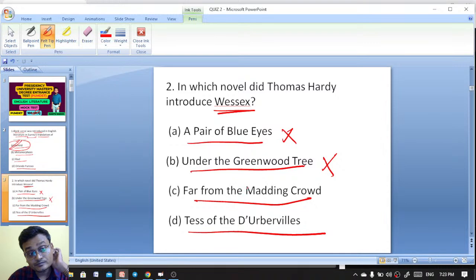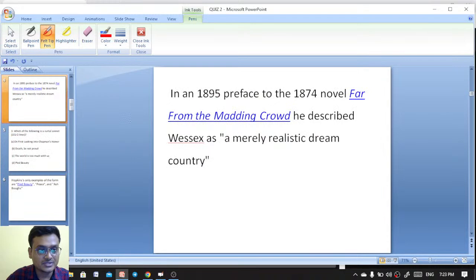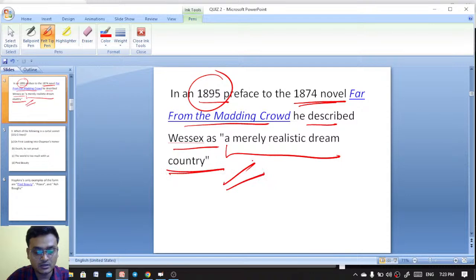It is actually Far from the Madding Crowd. Far from the Madding Crowd is the novel in which he introduced Wessex for the first time. In the 1895 preface to the 1874 novel, Far from the Madding Crowd, he described Wessex as a merely realistic dream country.